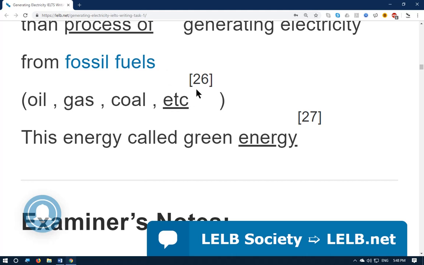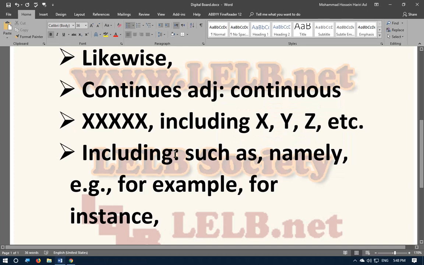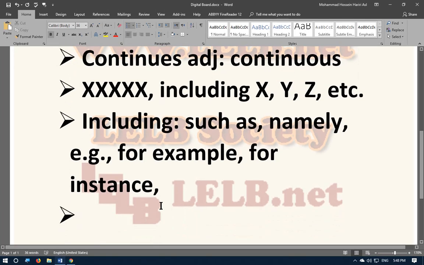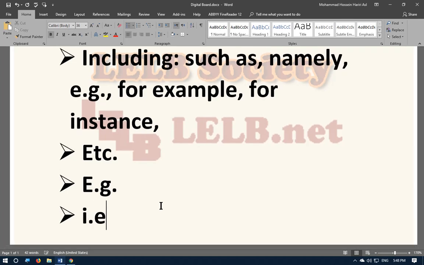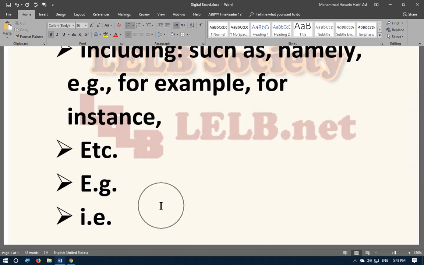Remember, after etc. we need to have a dot or period. This is wrong to say etc. because there should be a dot. There are some other words, for instance, for example, e.g. Remember, it requires two dots. i.e. means that is. Okay.